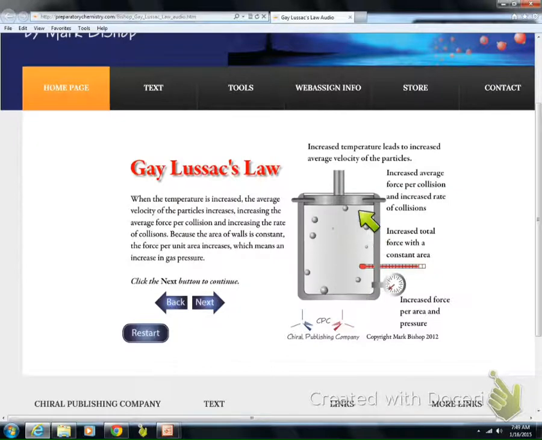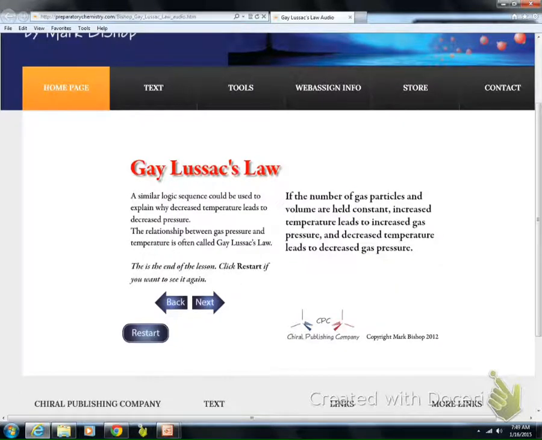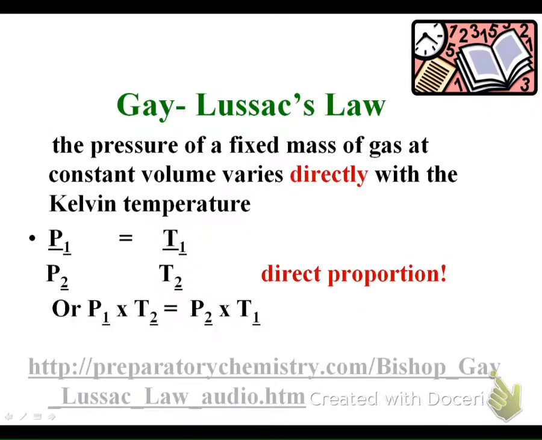It's always important to try to identify why something is happening and not just say the what. It's always important to know the why. Just to sum up, if the number of gas particles and volume are held constant, increased temperature leads to an increased gas pressure. A decreased temperature leads to a decreased gas pressure. So there's your diagram of Gay-Lussac's law, and now let's go and practice some of the math.